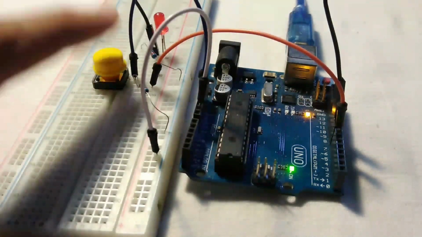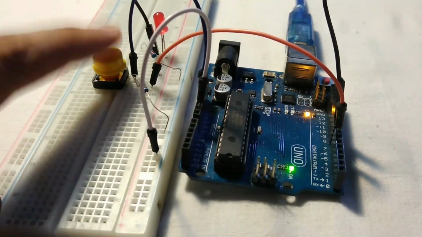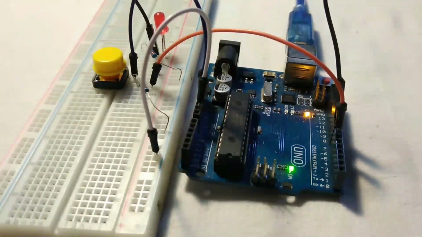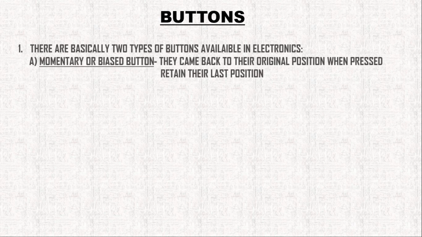So in this video we will be looking at the concept of buttons and how to implement them in Arduino Uno. Before jumping into the practical section, let's first learn what buttons are and how they work in electronic circuits. As you can see, buttons are basically circuit breakers in general terms. Just remember this. Buttons are of two types mainly.